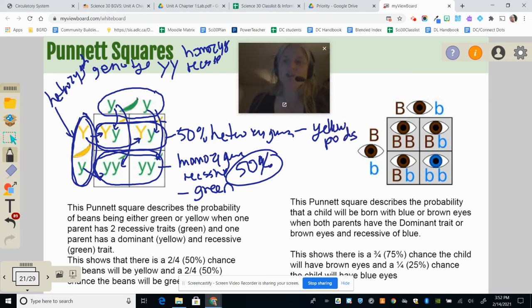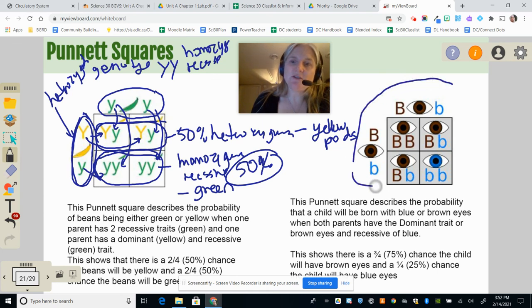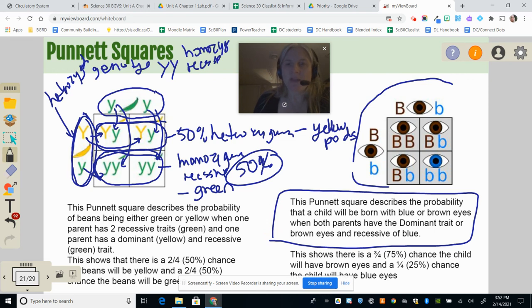All right, so you can review this eye color question and see if you can get it. Read the top part, cover up the answer, see if you can figure out the Punnett square yourself, and then check with your answer down below.